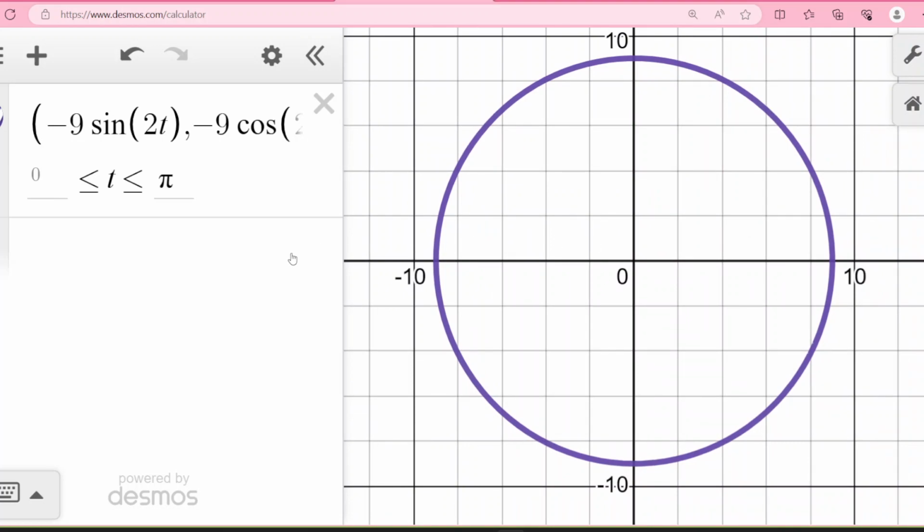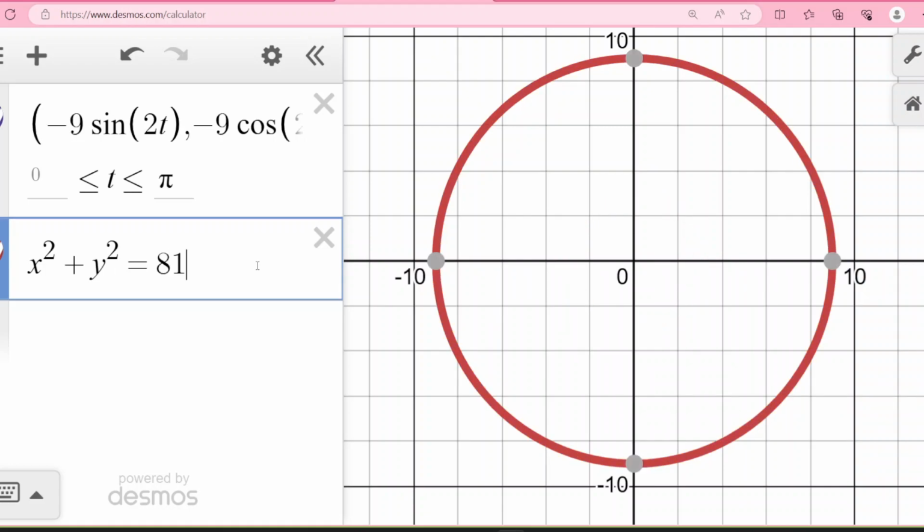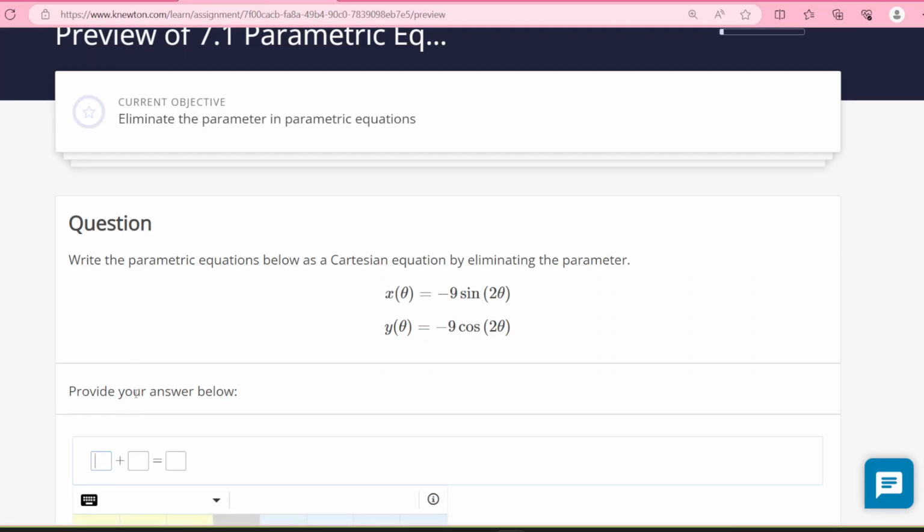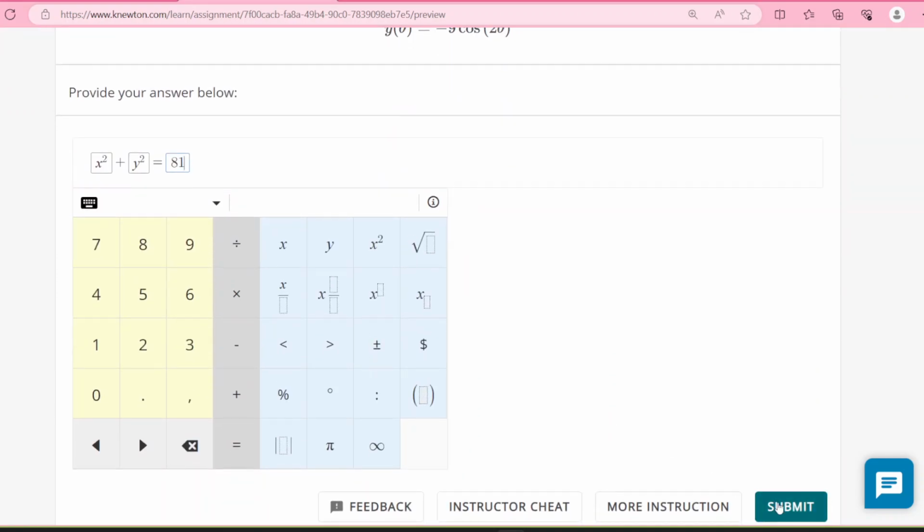X squared plus y squared, I'll type that in too. X squared plus y squared equals 81. And you see it's exactly the same graph, but with no more parameter, there's no more t, no more theta, it's just x and y. Just a Cartesian equation. And that's what I'm going to be typing in. You see here x squared plus, and then in the next box, y squared equals, and in the next box, 81, and submit that.